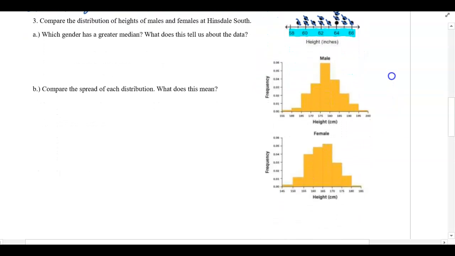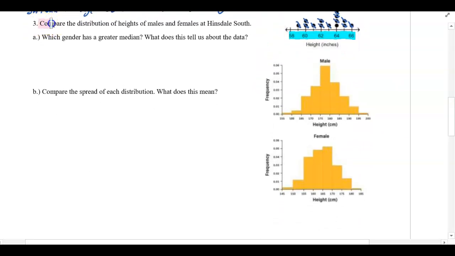Now we're going to compare two histograms. So these histograms are the heights of male and female students at Hinsdale South. The graph may not have come out that well, but which has a greater median? So the male data is approximately symmetric, and I would say the center of the graph is right around here. So I would say the median for the males is around 177 centimeters. It's somewhere between 175 and 180.